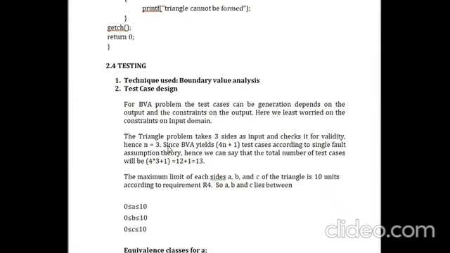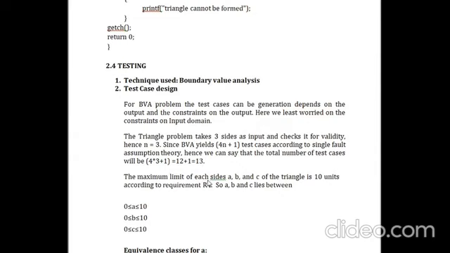Since boundary value analysis yields the formula of 4n plus 1 test cases according to the single fault assumption theory, we can say that the total number of test cases will be 4n plus 1. So with n equals 3, 4 times 3 is 12, plus 1 means 13 test cases will be generated in this program.